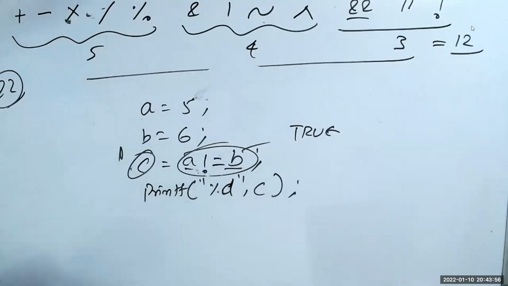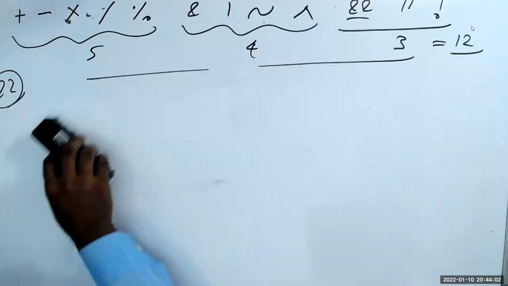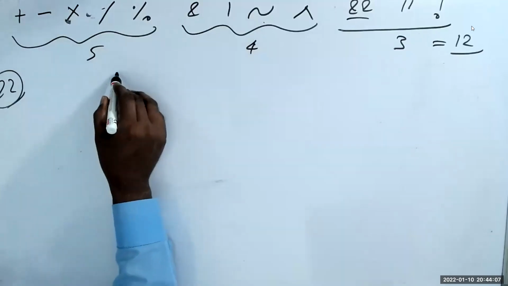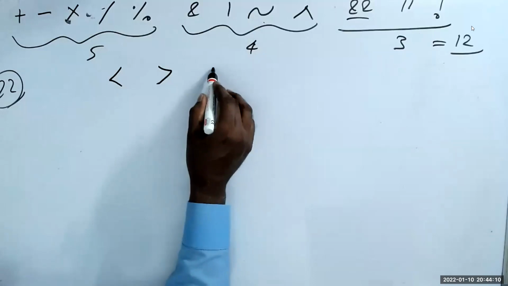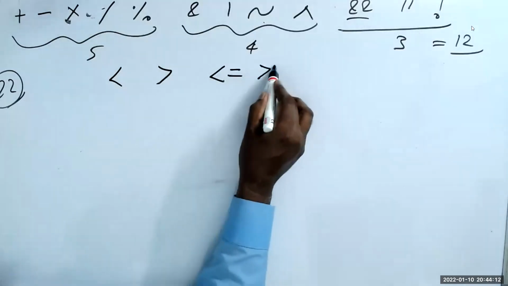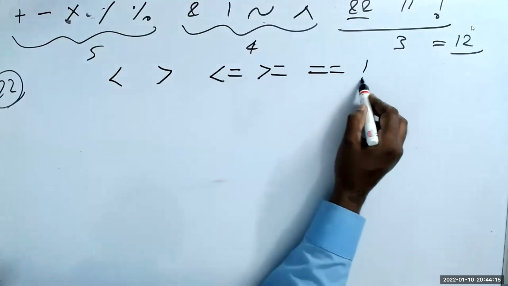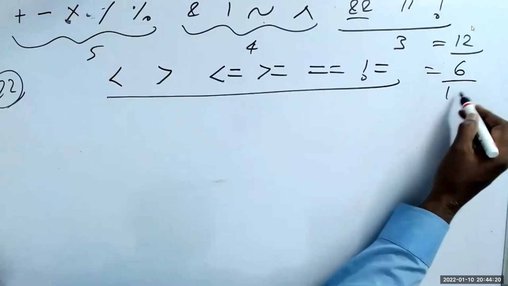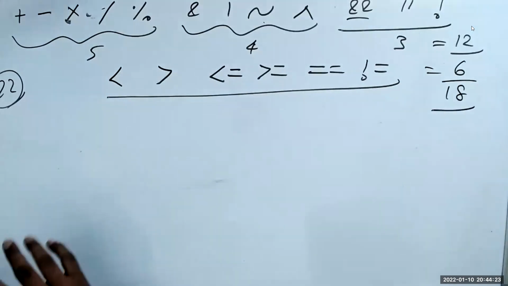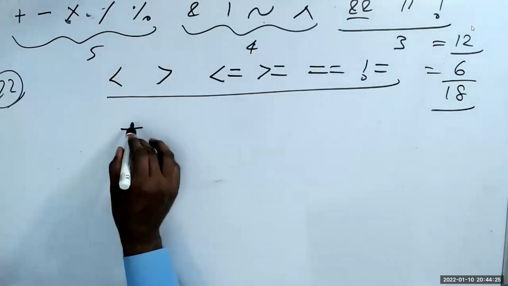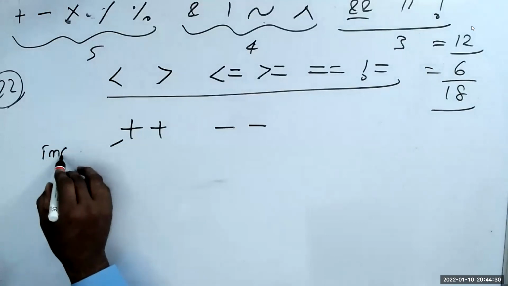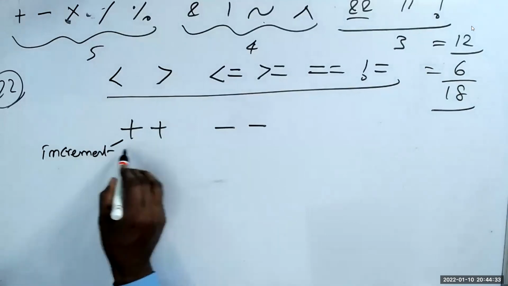This is a trick. So right now, don't worry about these 5 operators. They're all another 5 operators. See that totally, this is 12. Another 6 operators: less than, greater than, less than or equal to, greater than or equal to, not equal to. Totally it becomes 18. There are another 2 operators, that is plus plus and minus minus. This is called increment. This is called decrement.